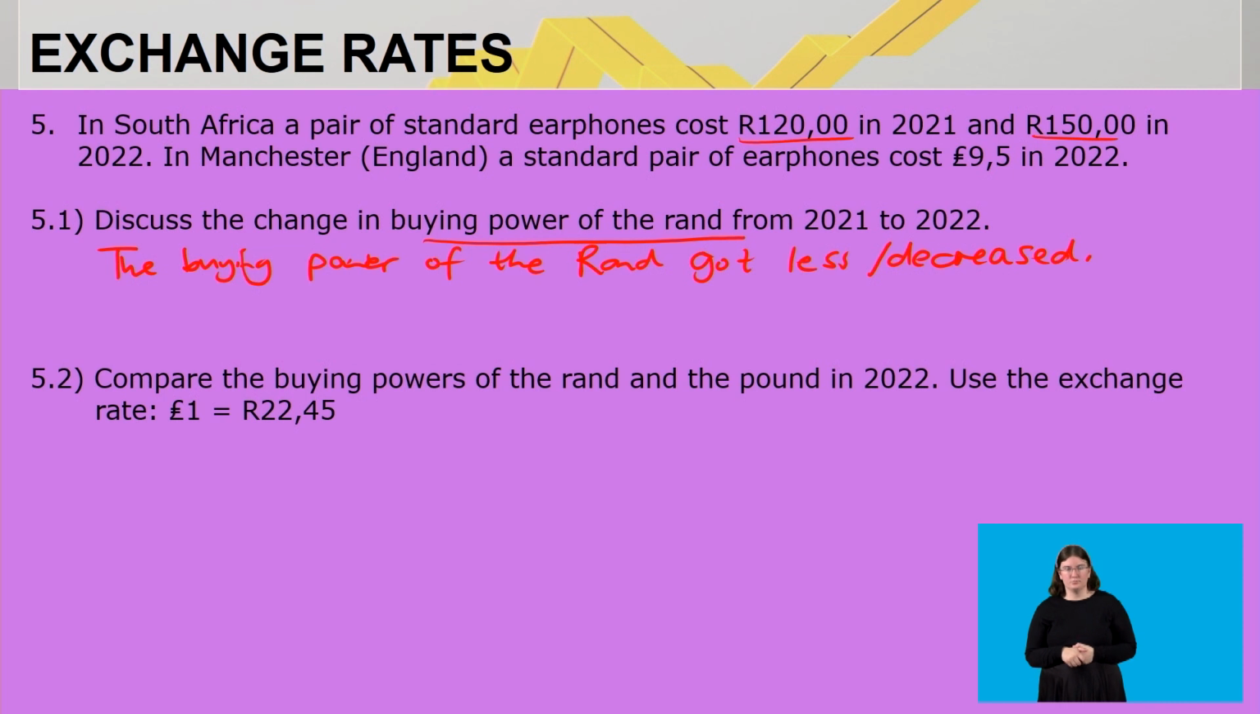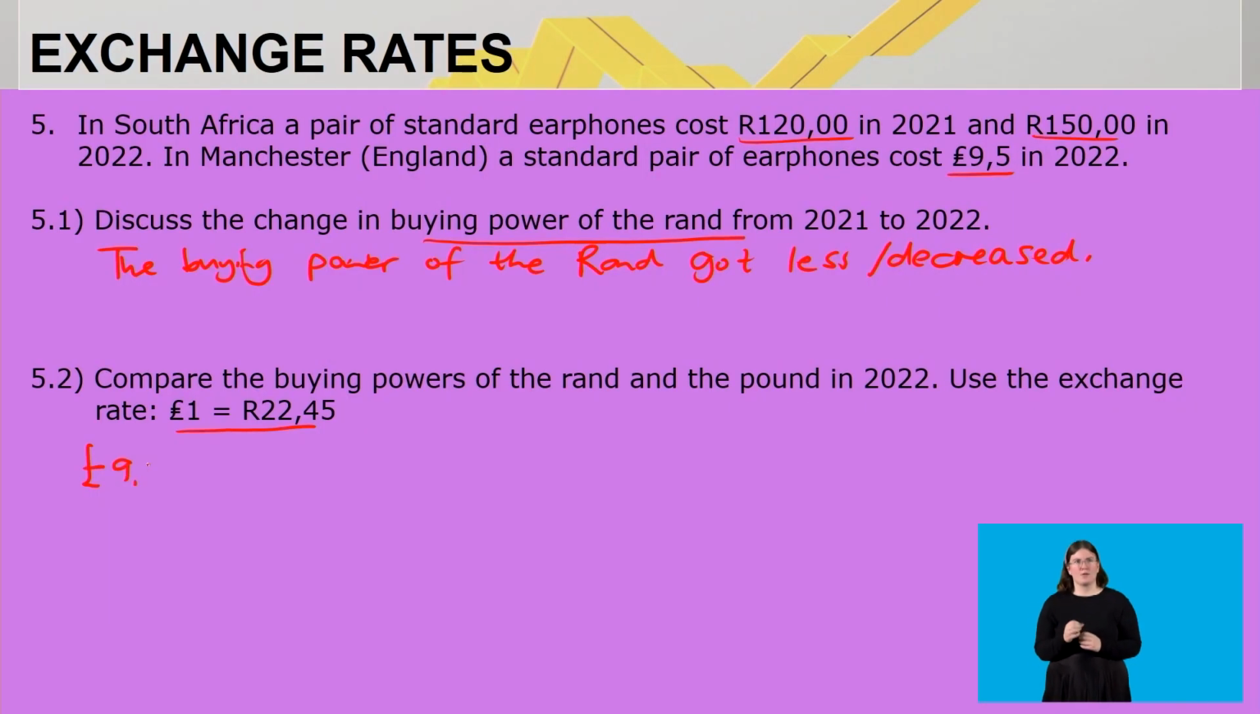Compare the buying powers of the rand and the pound in 2022. Use the exchange rate 1 pound equals 22 rand 45 cents. So we are only looking at the year 2022. Okay, so if you look at this, we are saying in Manchester, England, a standard pair of earphones cost £9.50 in 2022. So I want to see what's the equivalent in South African rand. So therefore, I'll take the 9.5 pound and I'll multiply that by 22 rand and 45 cents. Okay, so 9.5 multiplied by 22.45.